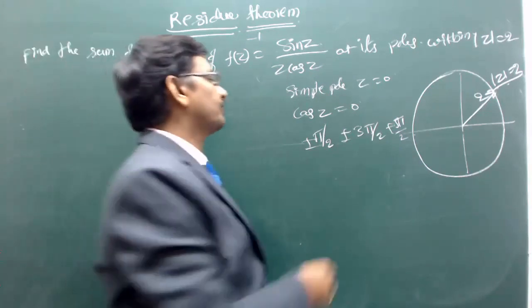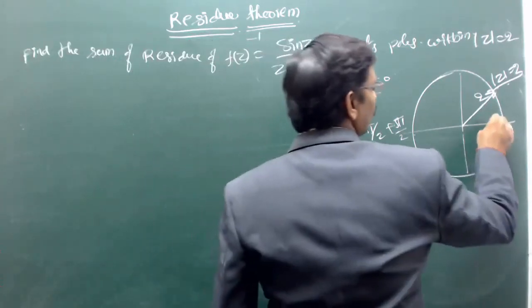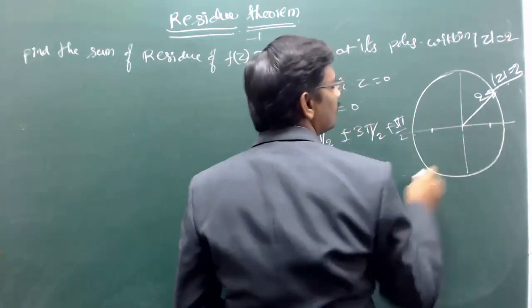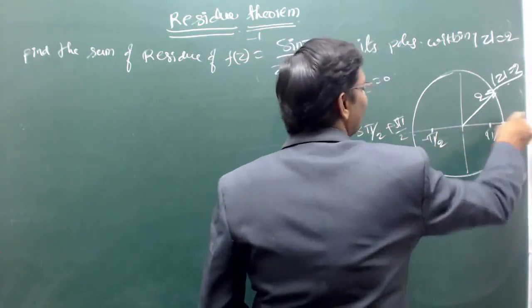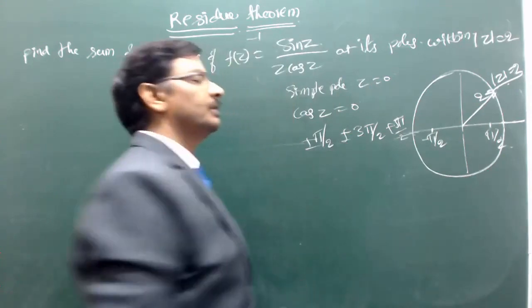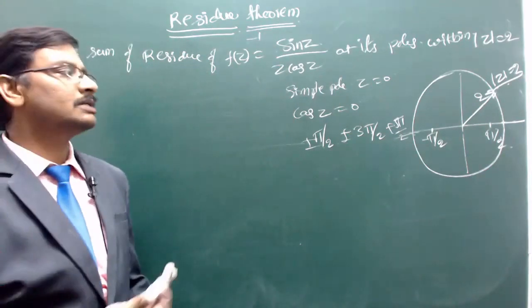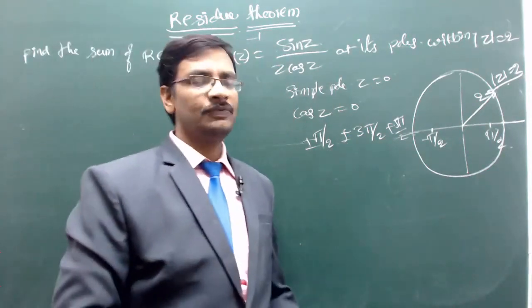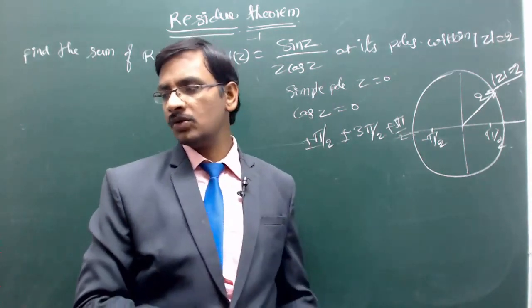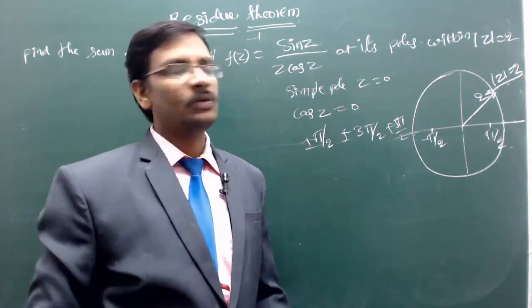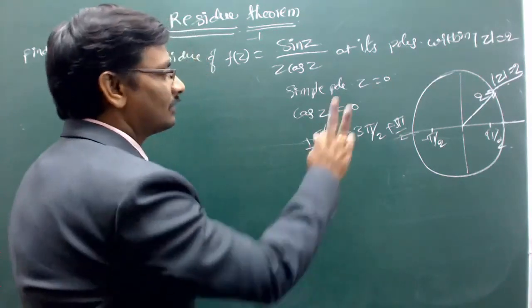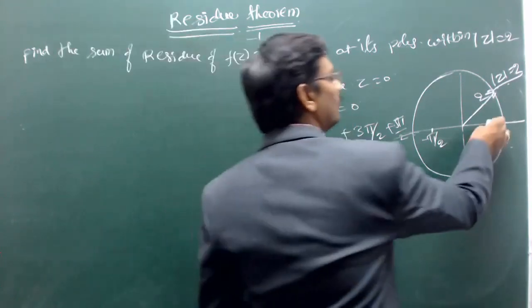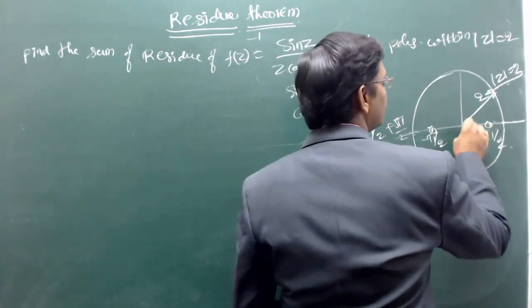Now here, plus pi by 2 is coming out to be here, and minus pi by 2 is coming out to be here. But 3 pi by 2 and beyond will be outside the region of integration. We don't need to consider them, because by Cauchy's theorem, if the singularity is outside the region, there is no need to consider those poles. Now here there are three different poles: this is one pole, this is one pole, and this is one pole.